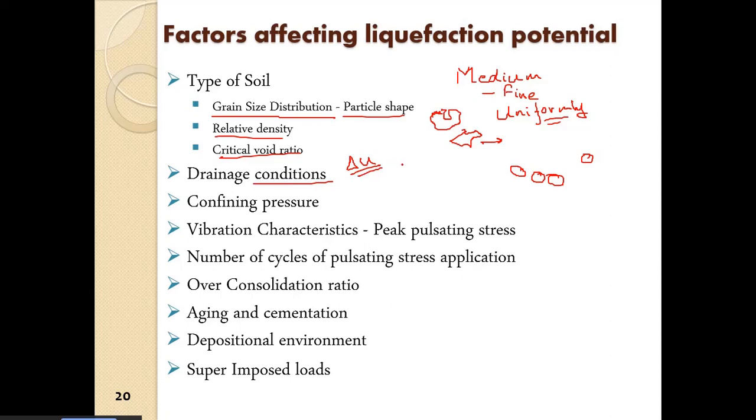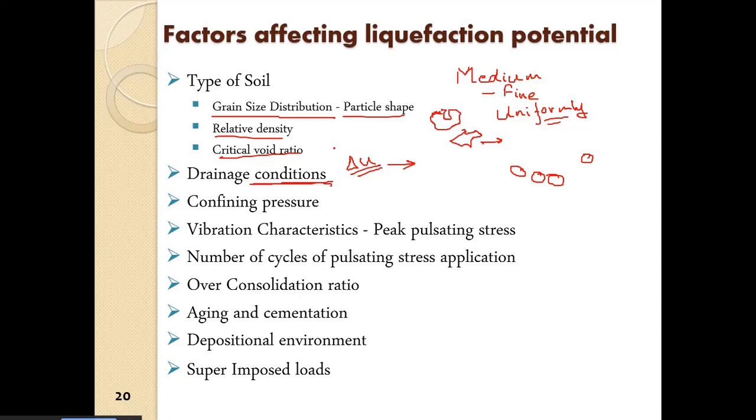If the excess pore water pressure can be dissipated very quickly, in fact instantaneously, as it is generated, it is dissipated, there is flow, so there will definitely be settlement in the soil, no doubt. Settlement will be there, but liquefaction will not be occurring. In fact, cyclic mobility also will not occur if it is so quickly dissipated. So ultimately drainage condition is one factor.